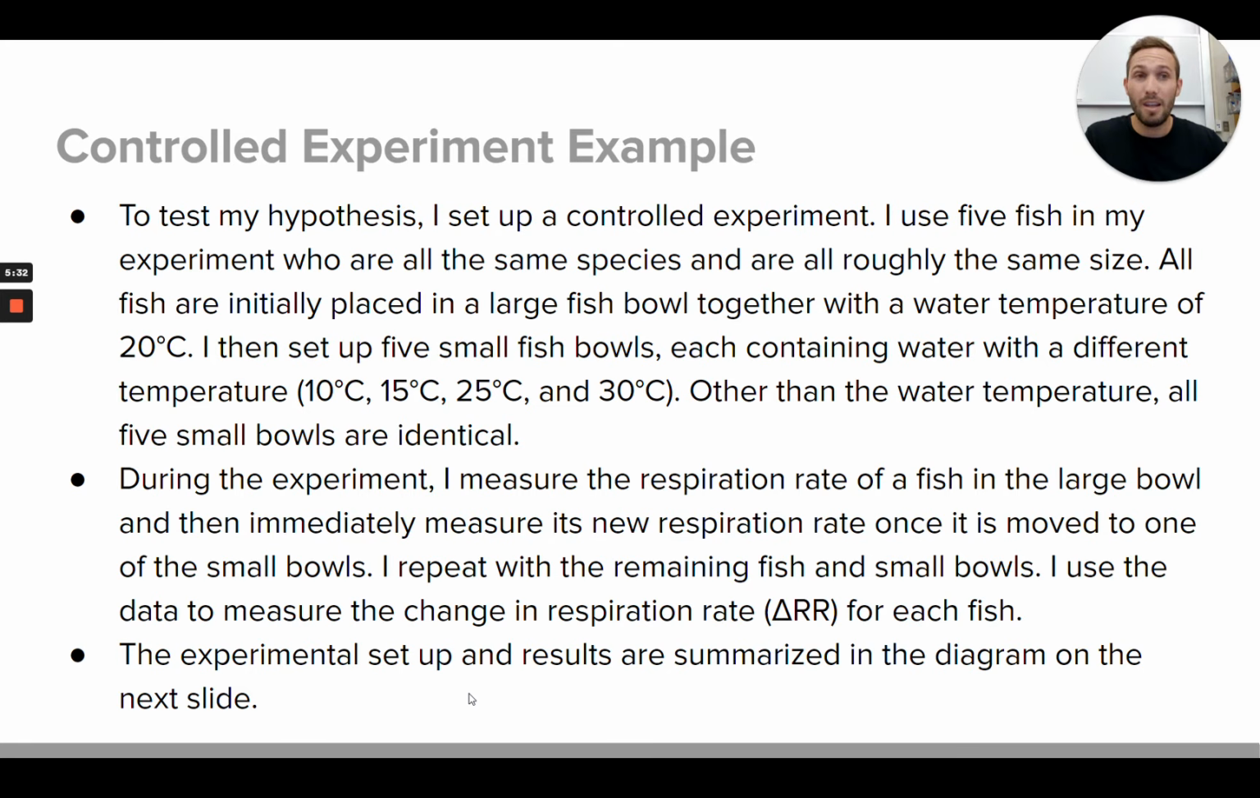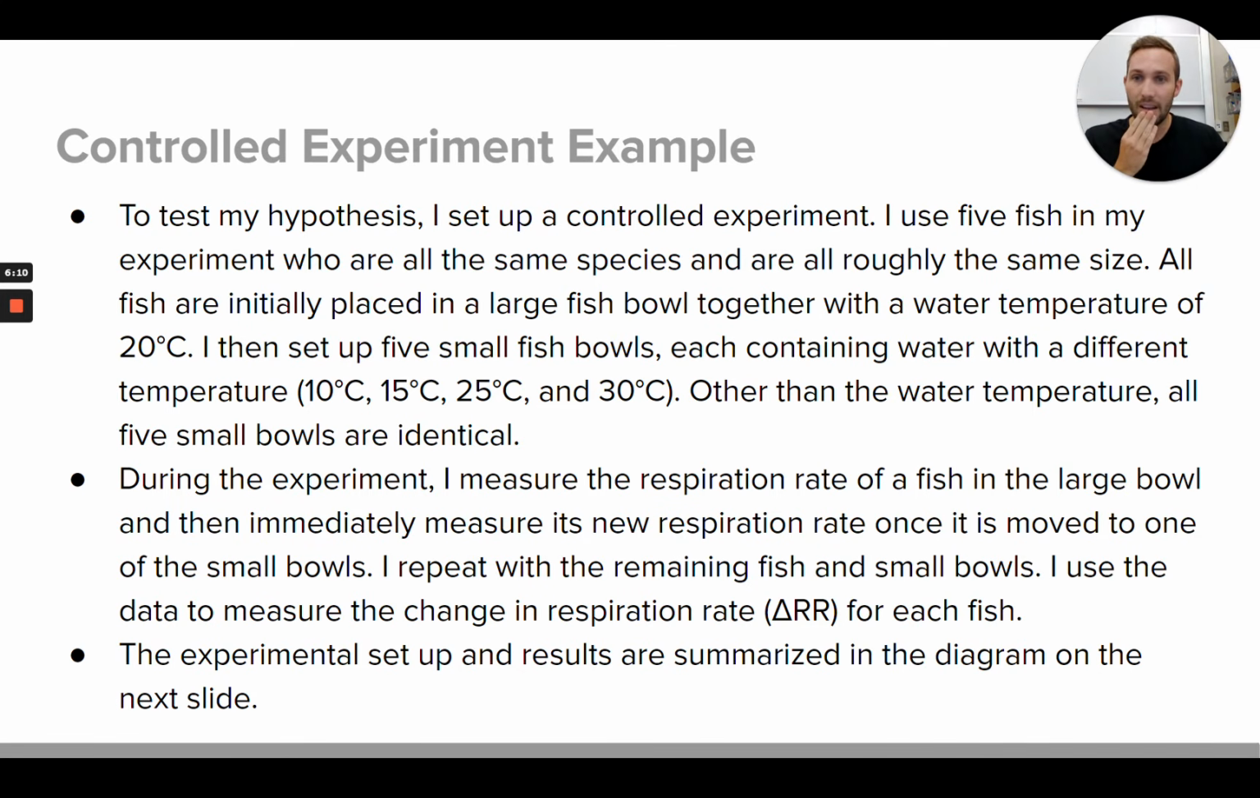And so I'm going to go ahead and set up a controlled experiment to test this idea. Let's say I use 5 fish in my experiment who are all the same species, exactly the same type of fish. They're all roughly the same size, basically the exact same size fish. They are all initially placed in a large fish bowl together with water that has a temperature of 20 degrees Celsius. And then what I do is I set up 5 small fish bowls, and each small fish bowl contains water with a different temperature. One of them has 10 degree water, 15 degree water, 25 degree water, and 30 degree water.